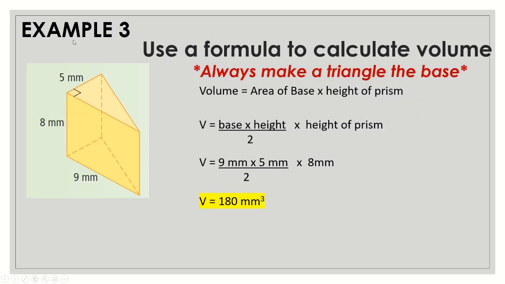Okay, moving on to example 3 here. This time we're going to do the exact same style of question, except I'm going to do it all in one step with this formula right here. So volume is equal to the area of the base times the height of the prism. I've just done my 2 steps all at once here. The base of the triangle is 9 millimeters, and the height of the triangle is 5 millimeters. Divide that by 2, then in the same step, I multiply by the height of the prism, which is 8. And we can see here that our volume is 180 cubic millimeters.